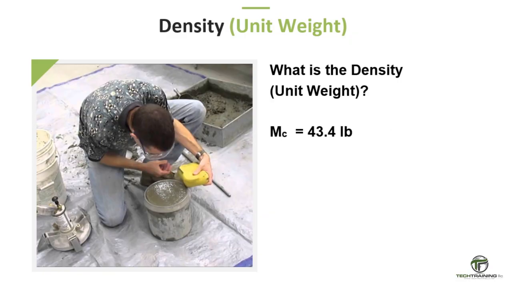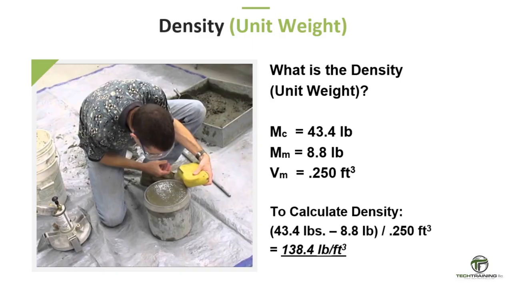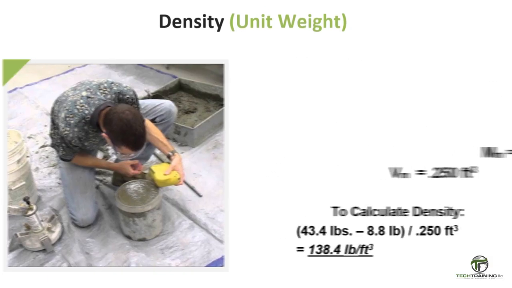The measure filled with concrete weighs 43.4 pounds. If we subtract the weight of the measure empty, which was 8.8 pounds, the concrete itself weighs 34.6 pounds. We can now divide the weight of the concrete by the volume of the measure, or 34.6 pounds divided by 0.250 cubic feet. Gives us a unit weight of 138.4 pounds per cubic foot.